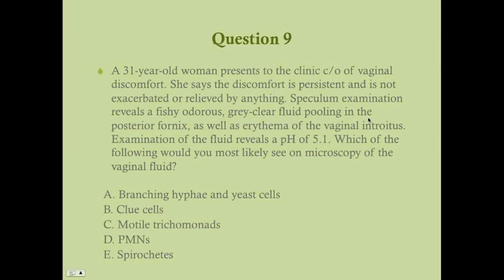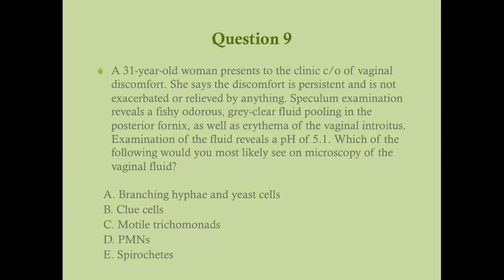Okay, 31-year-old woman presents to the clinic complaining of vaginal discomfort. She says that the discomfort is persistent and not exacerbated or relieved by anything. Speculum examination reveals a fishy, odorous, gray-clear fluid pooling in the posterior fornix, as well as erythema of the vaginal introitus. Examination of the fluid reveals a pH of 5.1. Which of the following would you most likely see on microscopy of the vaginal fluid?